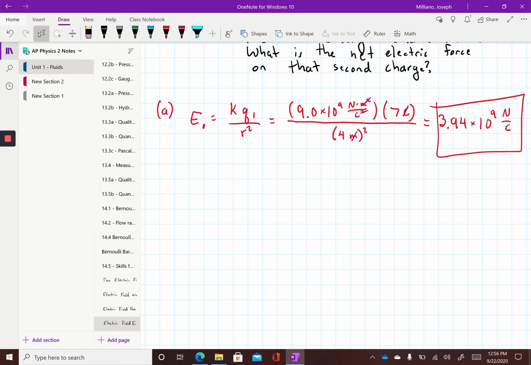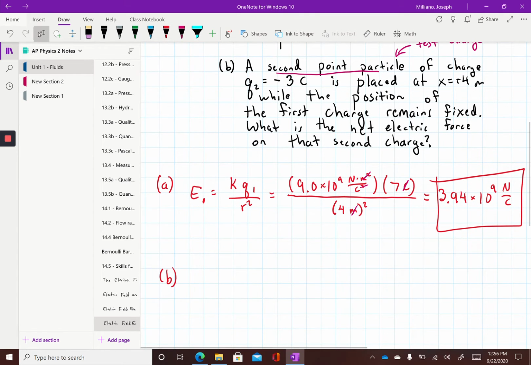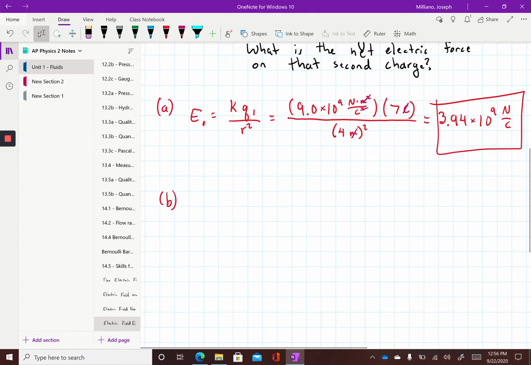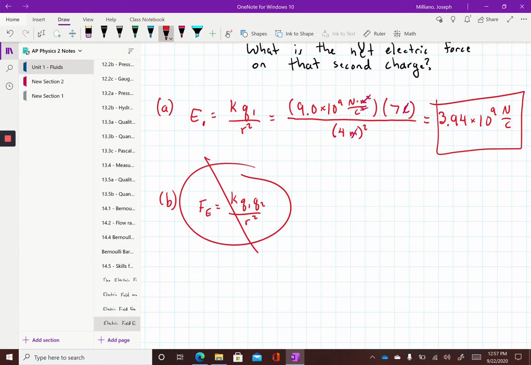Next, B. We want to ask how strong would the electric force be for a negative charge of negative 3 coulombs placed at that point. We could go and now plug in K, Q1, Q2 over R squared, but we're not going to. The reason we're not going to is because we already computed the electric field at that point. So we might as well use that the electric force is going to be the test charge Q2 multiplied by the electric field from point particle 1. And so this would be the electric force by 1 on 2.